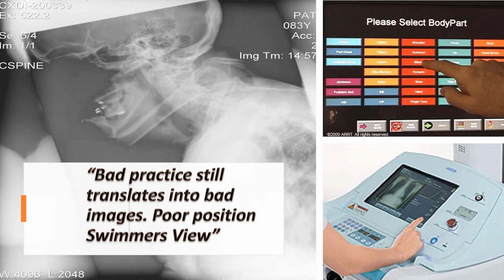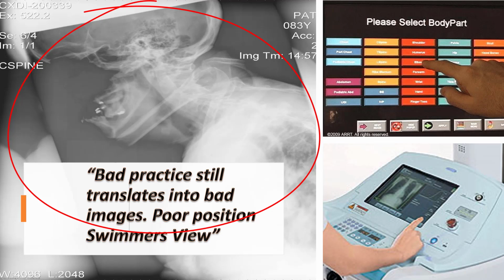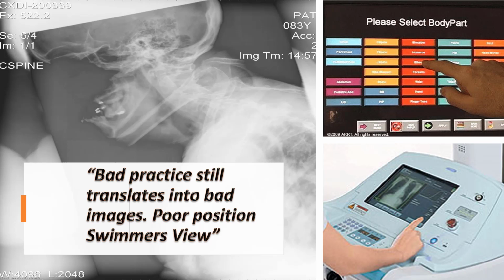Take a look at this swimmer's view that was actually done at a premier cancer hospital in Houston and actually went to the radiologist for interpretation. Do you see anything wrong with this image? Well, let's look a little closer. How about, has the exposure been altered so that you can see the cervical spine, but you've burned out a lot of the other tissues? And that is a direct result of, in this case, positioning. The area of interest is not over the automatic exposure control.